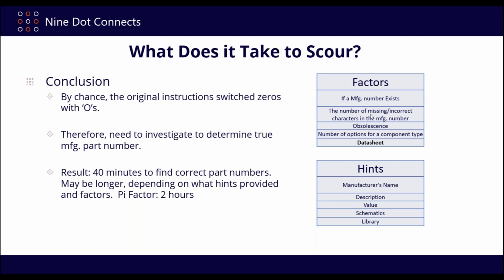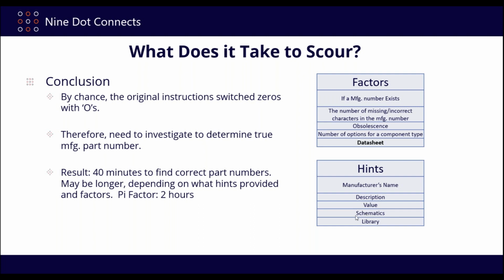If there's a missing number or an incorrect number, primarily the incorrect number, then we can try to work it backwards to see if there's other parts that are similar to that and then work it from there. If it's obsolete, we know that they're going to pull the data sheets. That becomes problematic. Then there's the number of options for the component type. If we do find the data sheet, and there's 20 different variances of that particular component, then we've got to figure out which of those 20 would be the component. We can work off of hints like the manufacturer's name, the descriptions, the values.